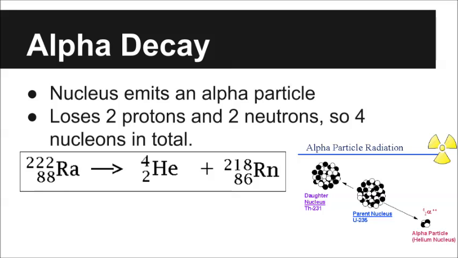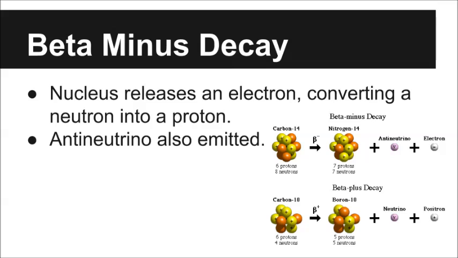Now we're going to talk about beta minus decay. In beta minus decay, a nucleus releases an electron, so 1 neutron in the nucleus is turned into a proton. And also you want to memorize that an antineutrino is also emitted.